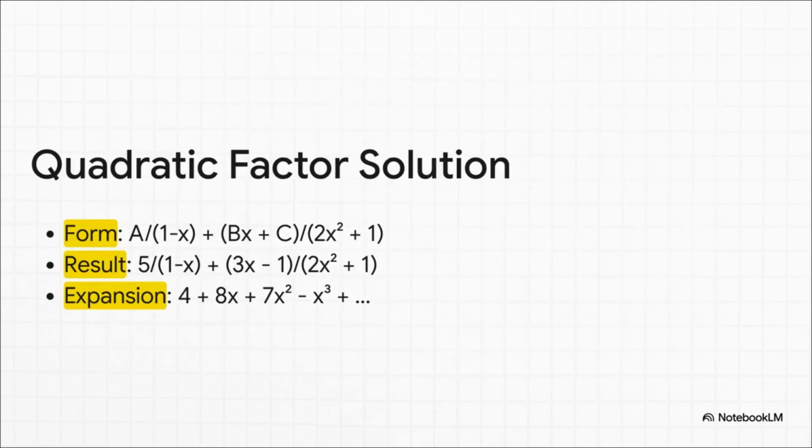And here's the rule you've just got to remember. A non-factorizable quadratic on the bottom needs a linear term, bx plus c, on the top. Once you have that correct setup, you solve for your three constants, a, b, and c. This usually involves a mix of substituting to find a and then maybe comparing coefficients to find b and c. Then you just expand each part like we did before to get that final series.